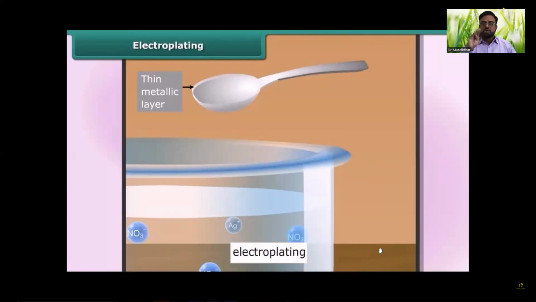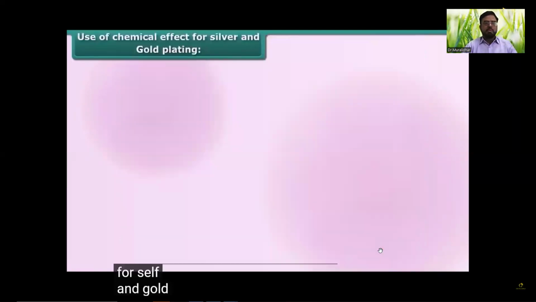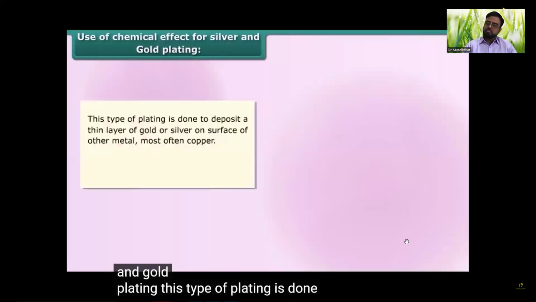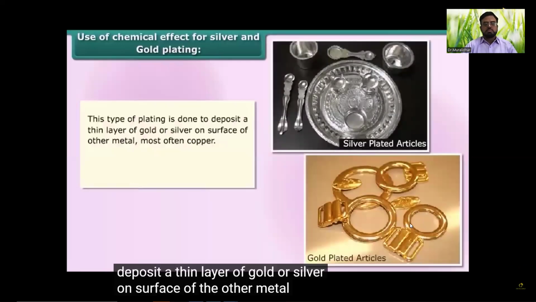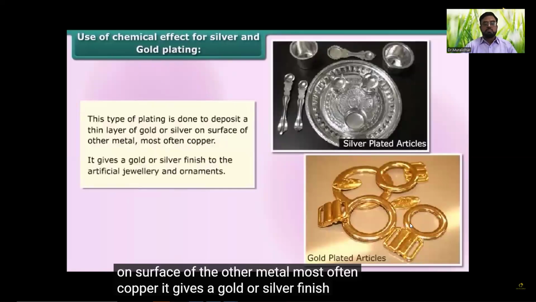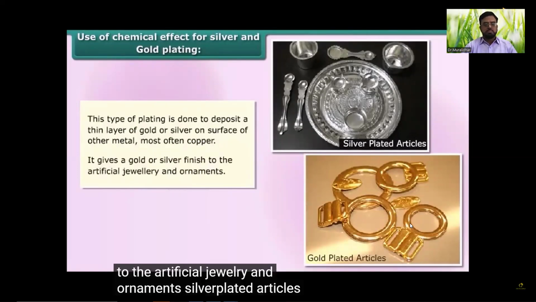So like this, gold is also plated. Use of chemical effect for silver and gold plating. This type of plating is done to deposit a thin layer of gold or silver on the surface of another metal, most often copper. It gives a gold or silver finish to artificial jewelry and ornaments. Silver-plated articles. Gold-plated articles.